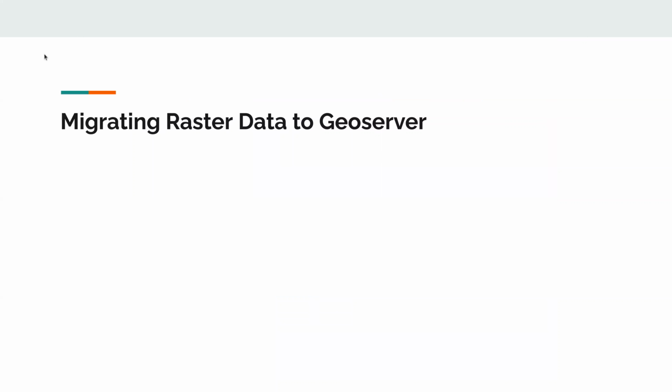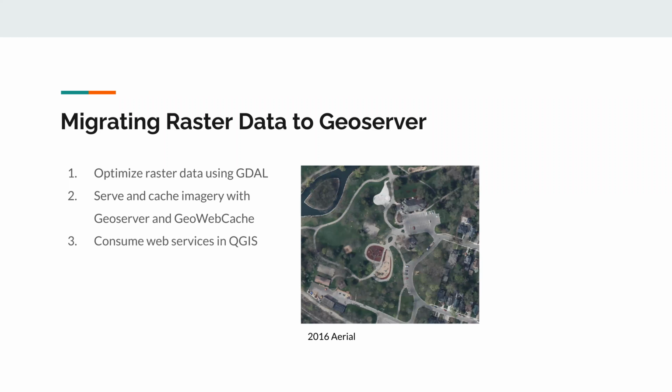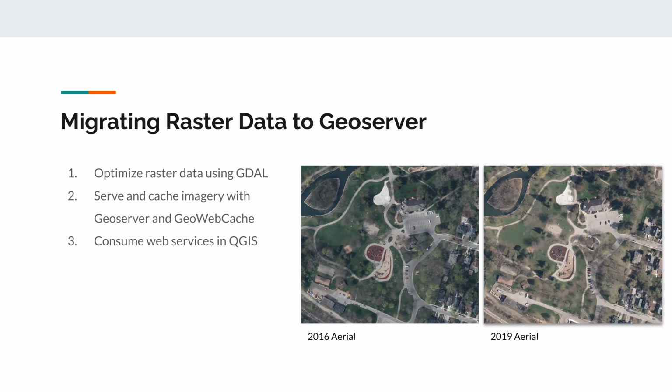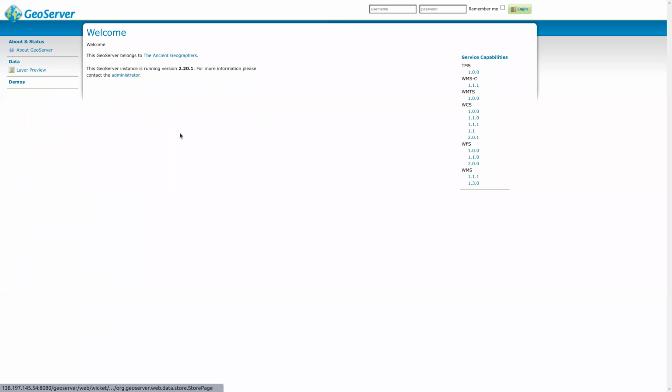All right, migrating raster data. So the process of doing this, I already showed you the images as we loaded them, but we can optimize the raster data using GDAL. We can serve and cache the imagery with Geoserver and GeoWebcache, and we can consume web services via QGIS. So we did this for their 2016 and 2019 aerials. They're in, I think, SID format or something like that, and I just converted them to GeoTIFF, fully optimized them, loaded them into Geoserver, and let's just make sure we're still logged in.